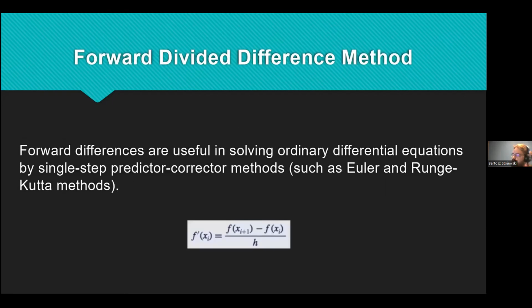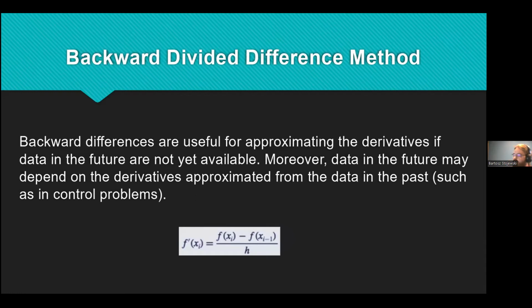Forward differences are useful in solving ordinary differential equations by single-step predictor-corrector methods, such as Euler or Runge-Kutta methods. This forward method is shown on the image below. Backward differences are useful for approximating the derivatives if data in the future are not yet available. Moreover, data in the future may depend on the derivatives approximated from the data in the past, such as in control problems. And again, it is shown on the image below.